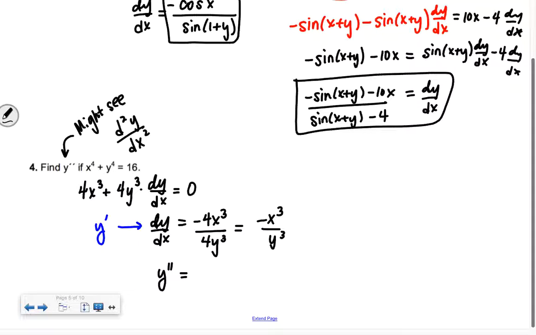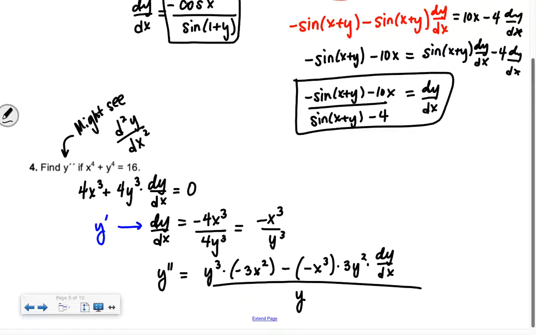So I'm going to do low is y cubed. D high, so the derivative of negative x cubed is negative 3x squared. Minus high is negative x cubed. D low, what do I write for D low? 3y squared dy over dx. 3y squared times dy over dx. All over the square of what's below. y cubed squared is y to the 6th.